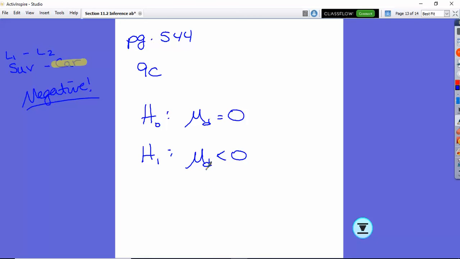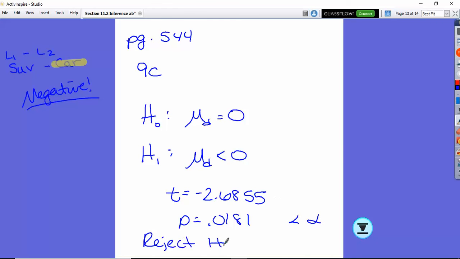All right, so then if you run your test, I would appreciate it if you would write down your T. So negative 2.6855, and then our probability is 0.0181. We are testing at the alpha equals 0.05, so my probability is less than alpha. So what does that tell me? Reject. So there is enough evidence to conclude that the damage to the car is more. Are we okay there?